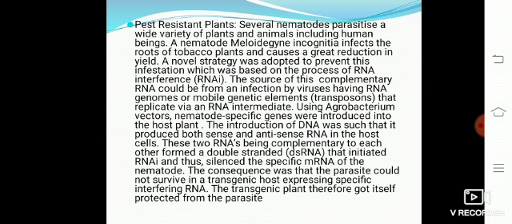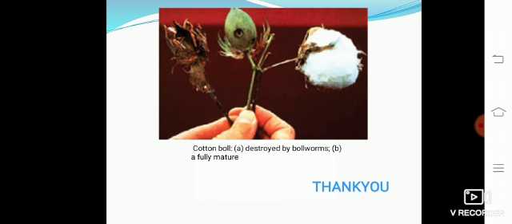So, in this way, we save the crops, and these are the methods we use in biotechnology to save the crops. That is a diagram of cotton bollworm and a boll destroyed by bollworm that is fully mature.